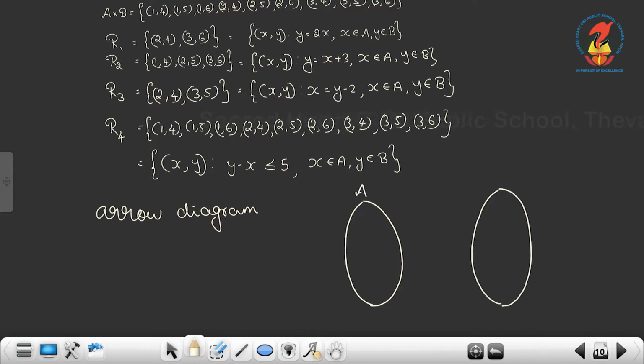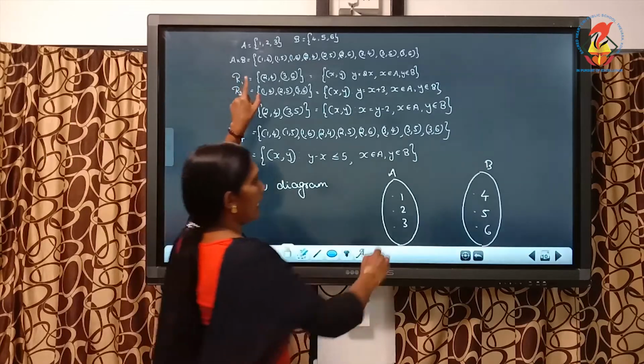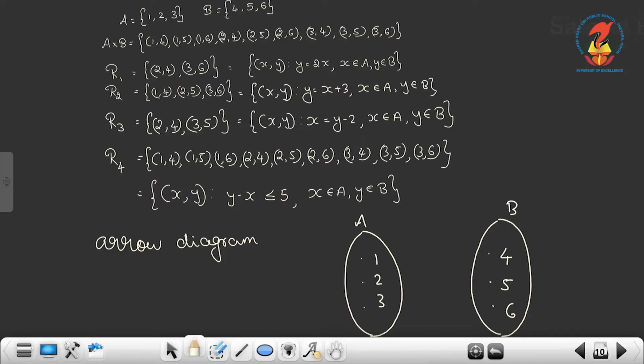Okay, first set A, second set B. Then in A how many elements? All the elements you have to write in this. That is 1, 2, 3. The second set is 4, 5, 6. Okay. Now, if R2 is a relation from A to B, what is R2? 1 to 4, 2 to 5 and 3 to 6.